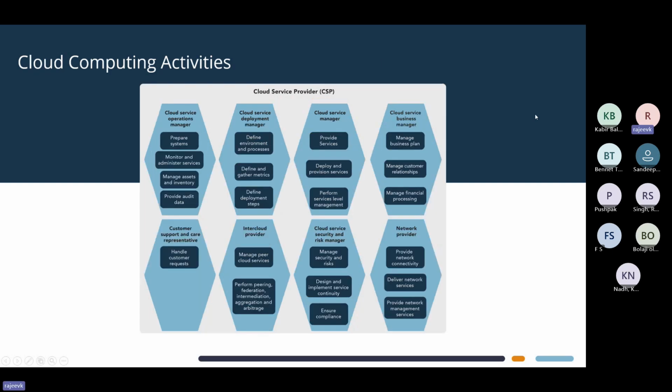Similarly, we have provider as well. This is another role which is defined as per the ISO documentation. So remember, as per ISO documentation, we have three major roles: provider, customer, and partner. And as per NIST, how many roles are there? I hope you all remember.